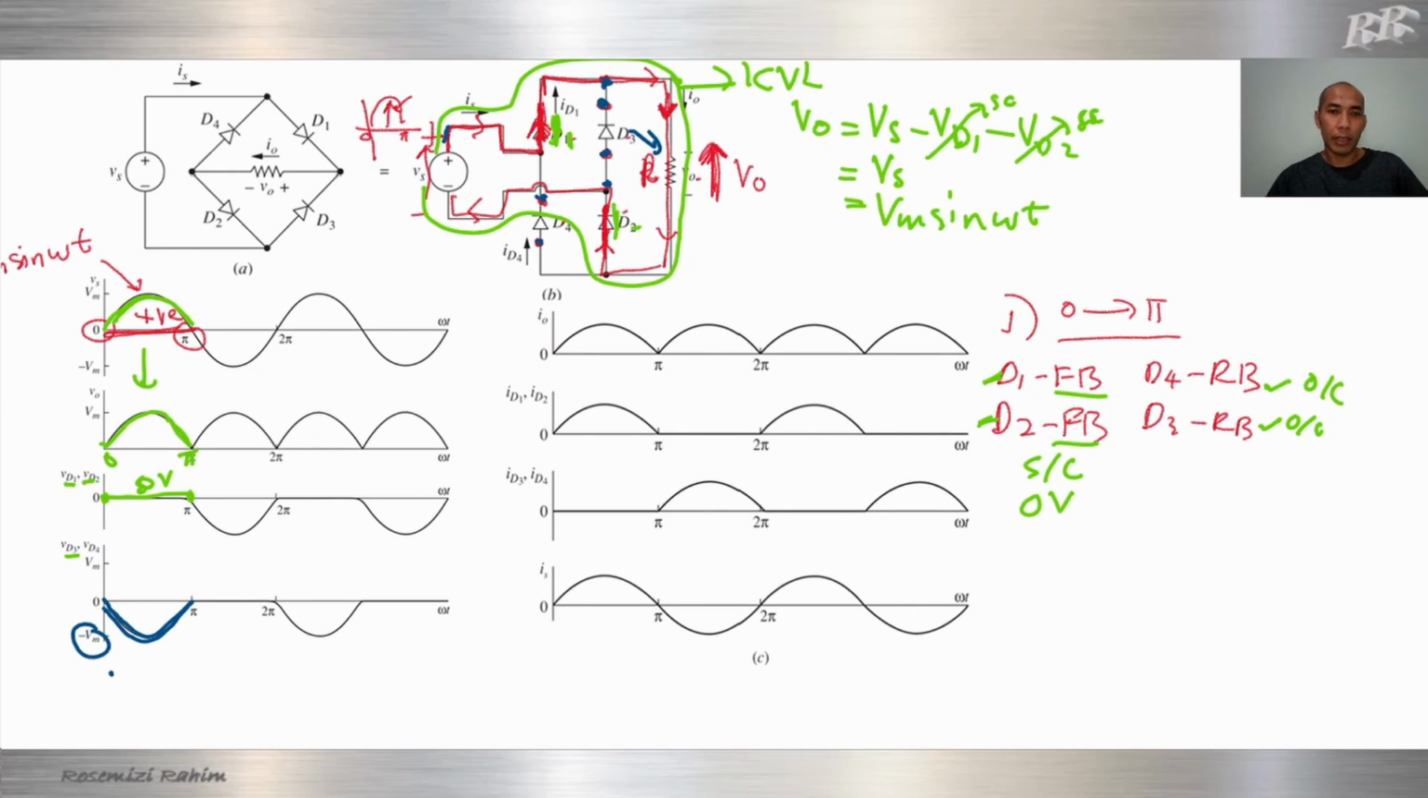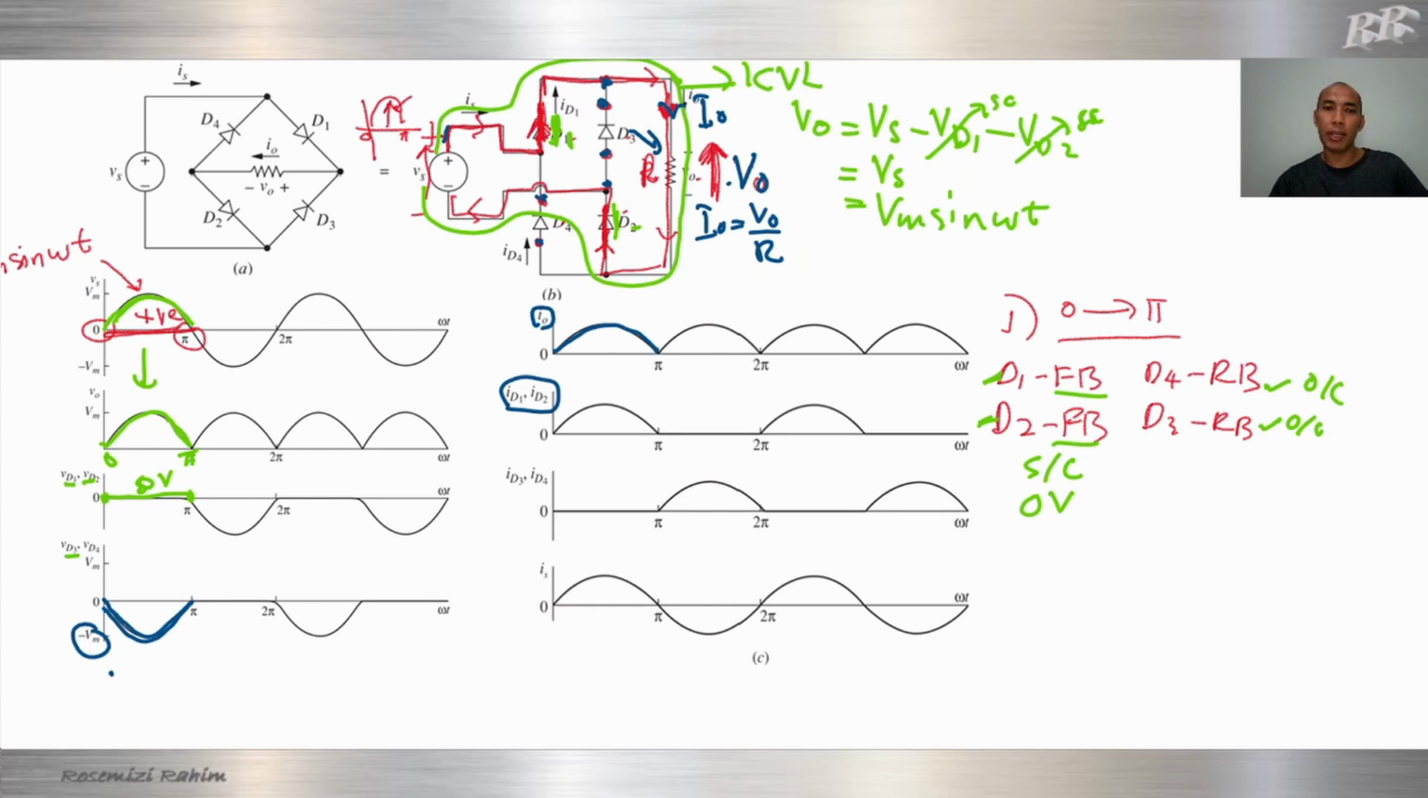Okay, for I naught, here we have V naught, so I naught is equal to V naught over R. We know that they are in the same line, the same resistor, so the waveform will be the same as V out, from 0 to pi.